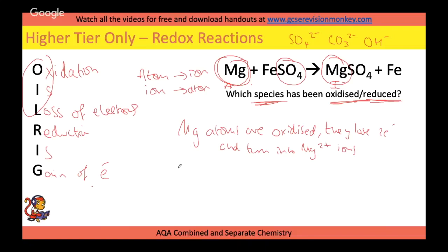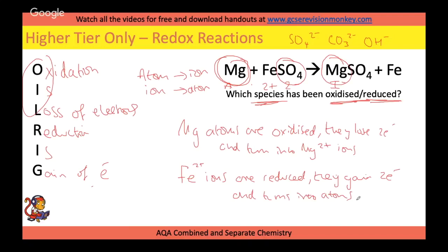So then if we were asked to write about reduction, the iron ions, so Fe2+, because if the sulfate is 2-, the iron has got to be 2+ to balance it out. Iron ions are reduced. They gain 2 electrons and turn into atoms. Okay, so that's redox reactions. The sulfate ion just stays the same. It's an ion there and it's an ion there.